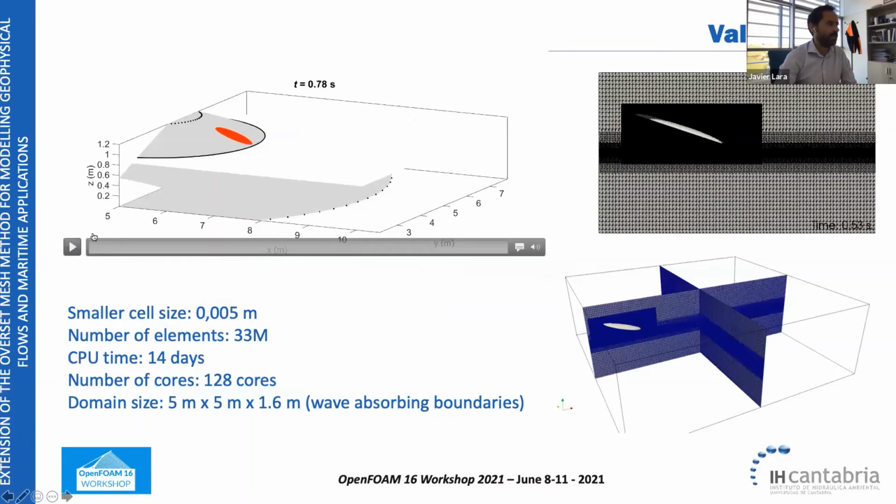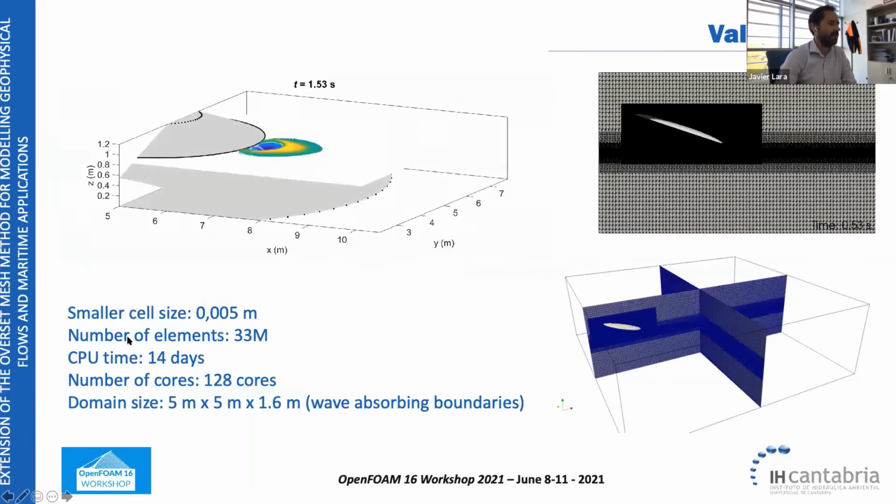So this is an example of the simulations. This is an example of the data. What we have is 5 millimeter cells as the smallest cell size. We used 33 million cells. It takes 14 days to complete the simulations on 128 cores.